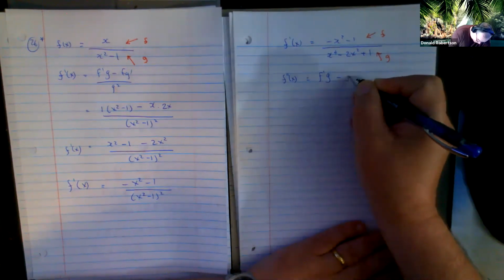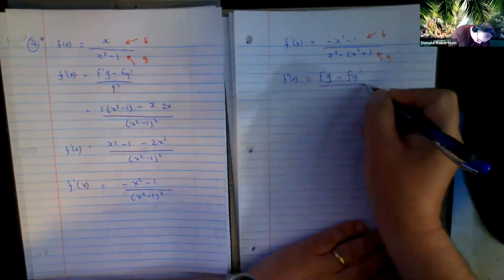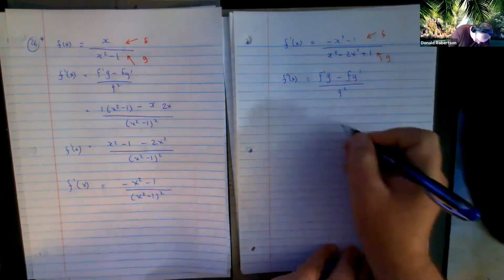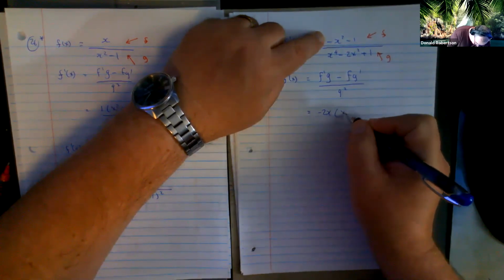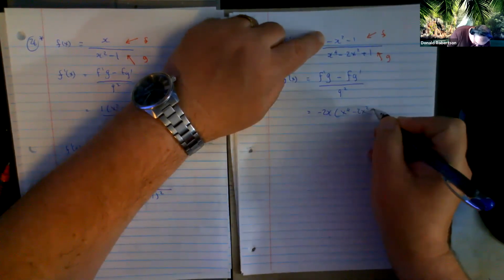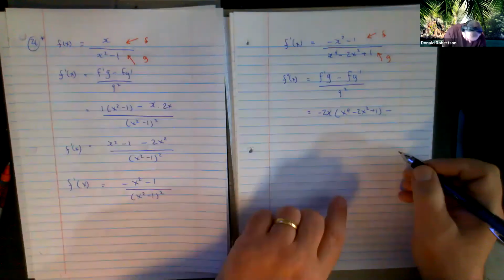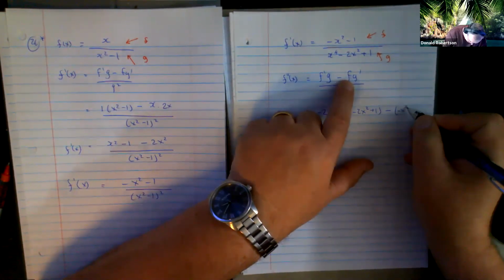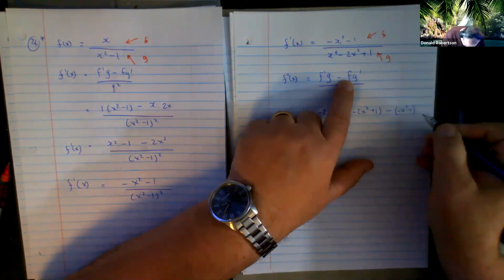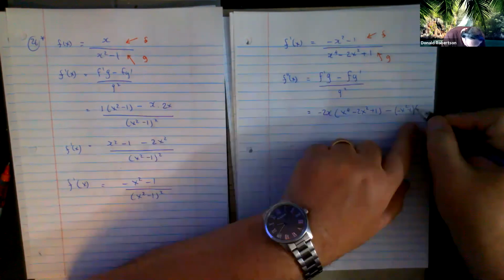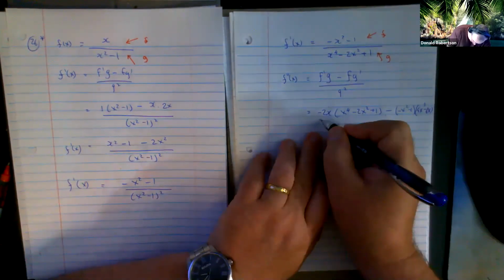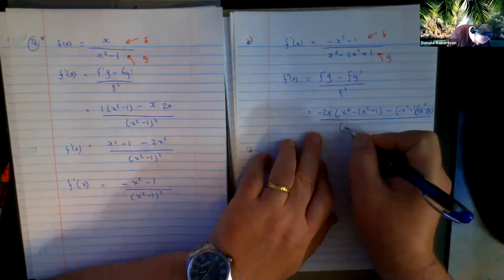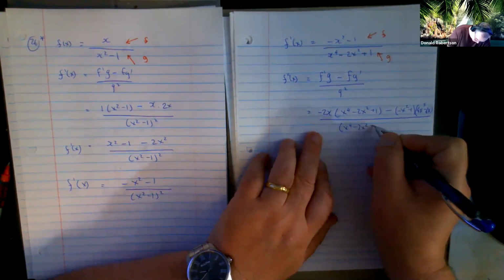So it's going to be f dash g take away f g dashed, over g squared. If you differentiate the top, you get negative 2x. Leave the bottom alone. Take away, leave the top alone, and differentiate this guy, and you get 4x cubed, take away 4x. And the whole thing is this guy, squared.